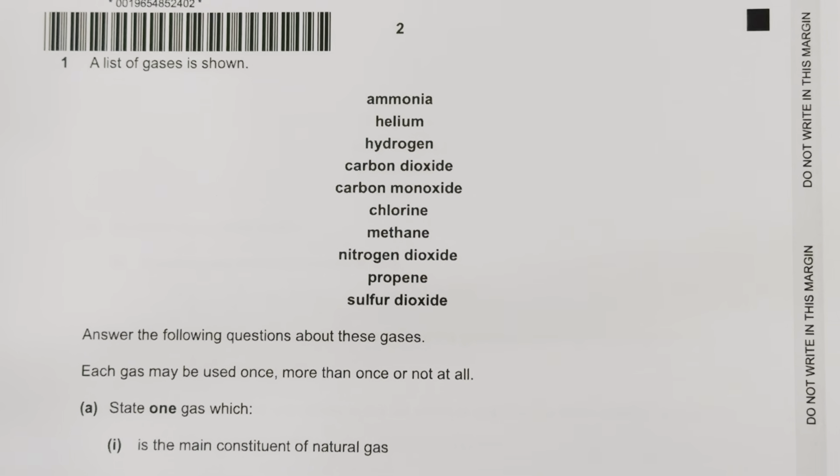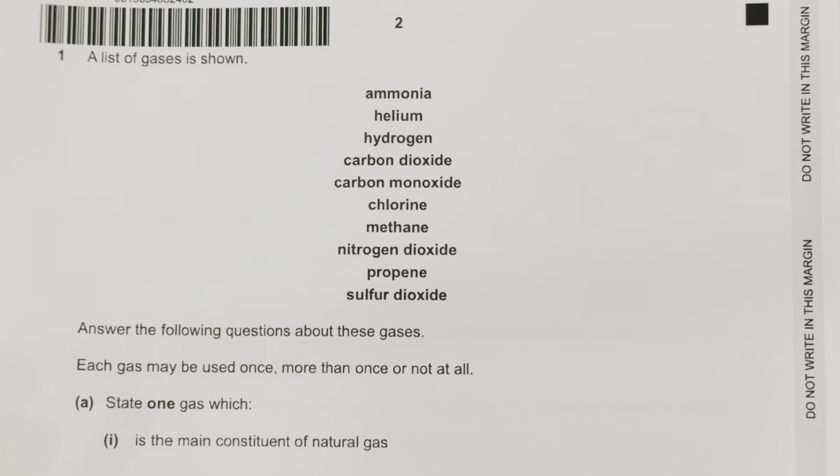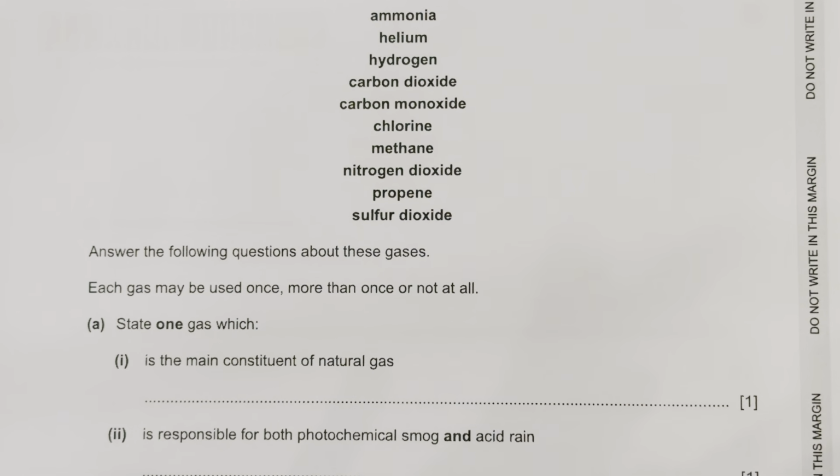Question number 1 is similar to all those questions that come in O-level and IGCSE exams. A list of gases is shown: ammonia, helium, hydrogen, carbon dioxide, carbon monoxide, chlorine, methane, nitrogen dioxide, propene, sulfur dioxide. Answer the following questions about these gases. Each gas may be used once, more than once, or not at all. State one gas which is the main constituent of natural gas. We know that the main constituent of natural gas is methane, that is CH4. So we're going to write in our answer methane.